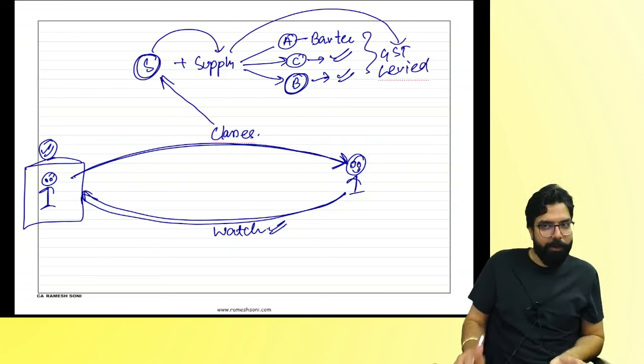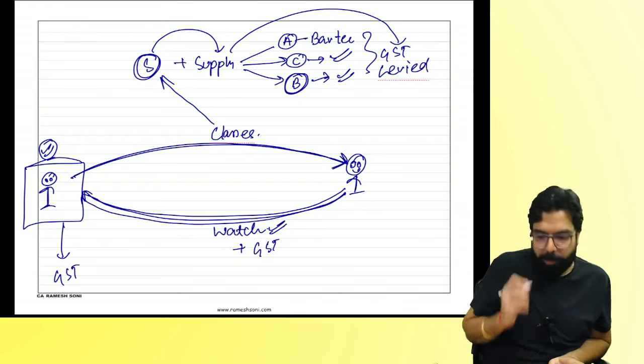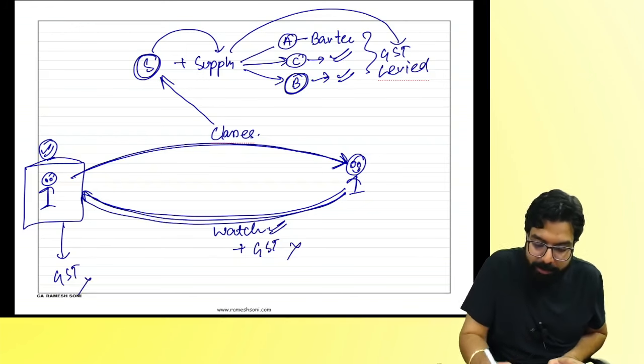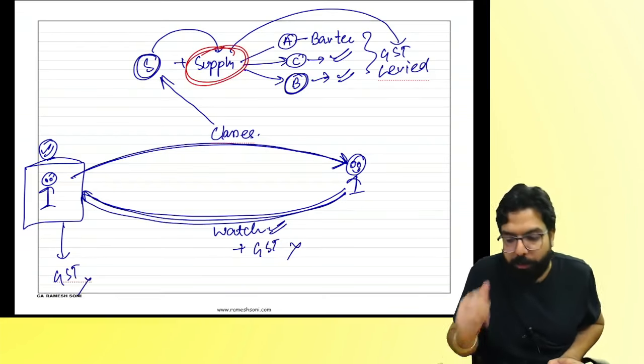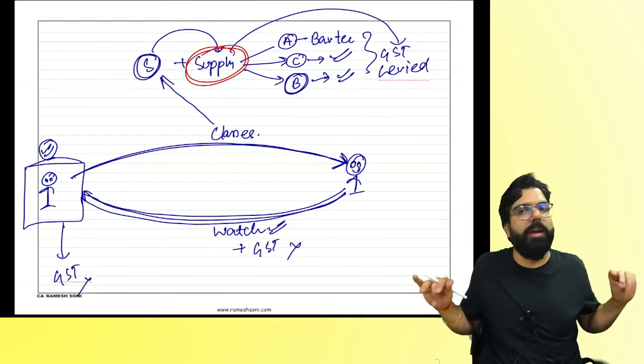When I collect the watch from you, I should also charge you GST, and I should also give the GST to the government. This is not my concern now. My concern as of now is, will it fall in supply or not? Is my point clear to all? Can I go ahead, everyone?